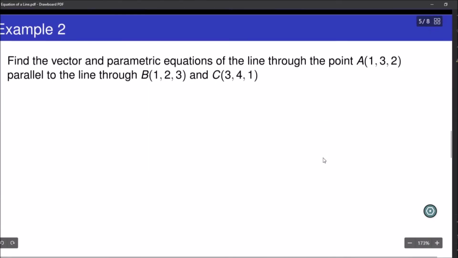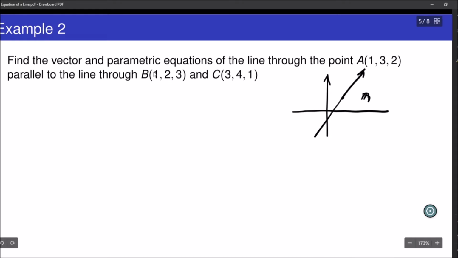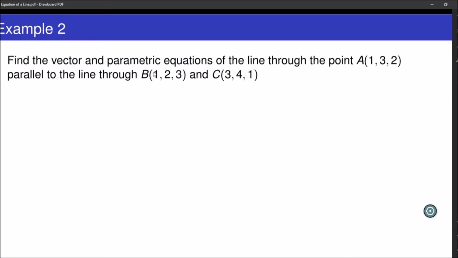Okay, next one. Here is slightly different. There is nothing to say that the line we are looking for will pass through either B or C. All this does is provide us with a direction. It's similar to Cartesian geometry, finding the equation of a line based on a single point and a value of m, the gradient. The gradient tells you where to go. You start from a point, and the gradient tells you which way to go. Well, this is identical. You're starting at a point, and these two points are giving you a direction to travel.